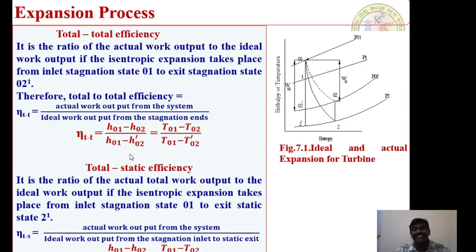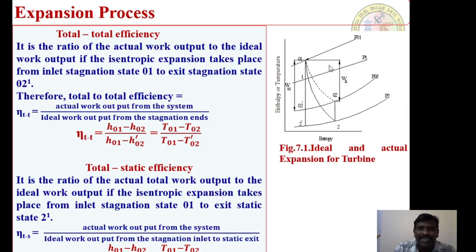So mathematically, if I want to put this in terms of the enthalpy equation, eta T suffix T is equal to H naught 1. This is very, very important. The initial stagnation condition is H naught 1, and the final stagnation condition is H naught 2. Okay. Therefore, this is what? Actual, H naught 1 and H naught 2. This is the actual one.